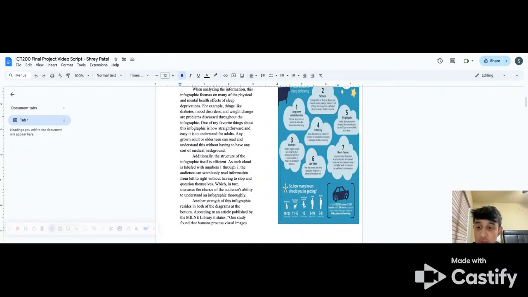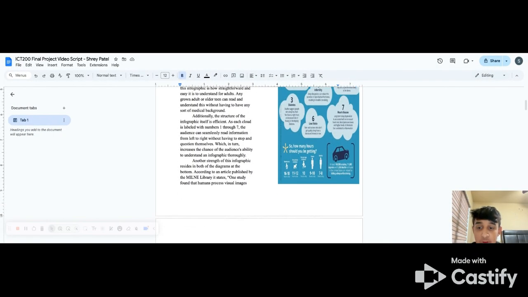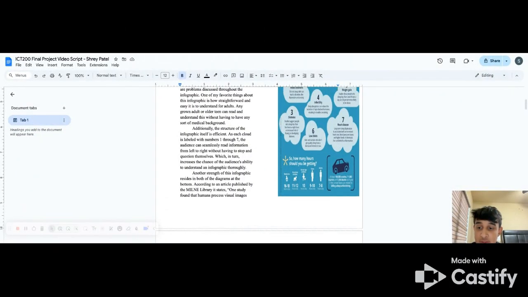Additionally, the structure of the infographic itself is efficient. As each cloud is labeled with numbers 1 through 7, the audience can seamlessly read information from left to right without having to stop and question themselves, which in turn increases the chance of the audience's ability to understand an infographic thoroughly. Another strength of this infographic resides in both of the diagrams at the bottom.